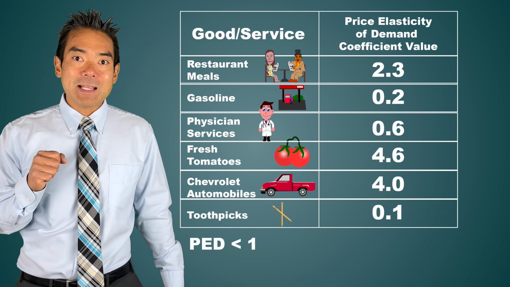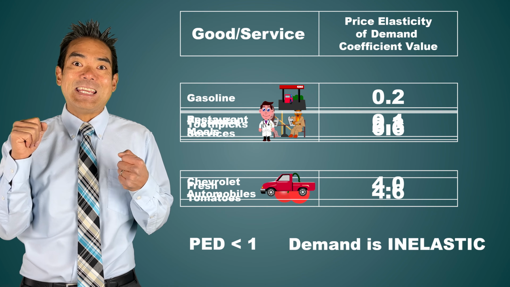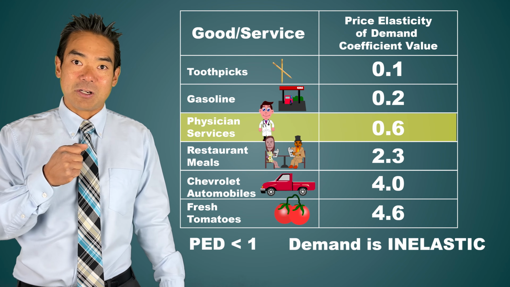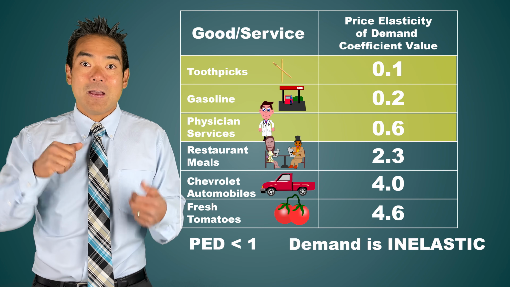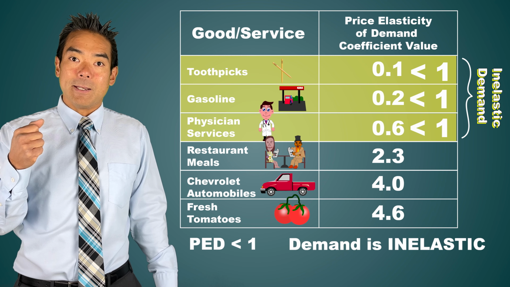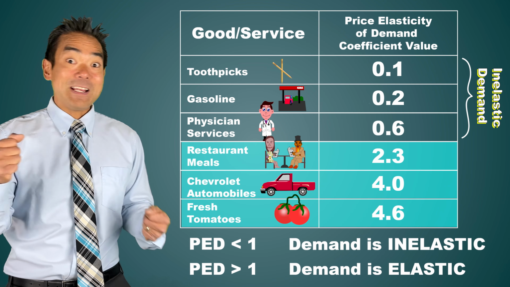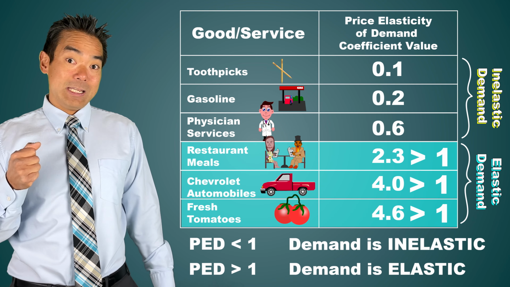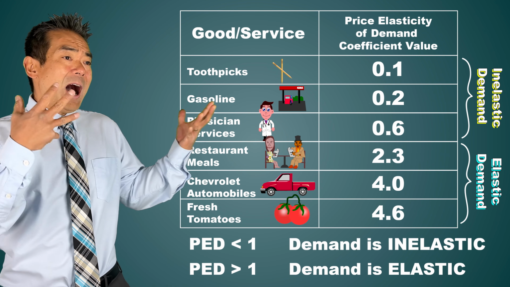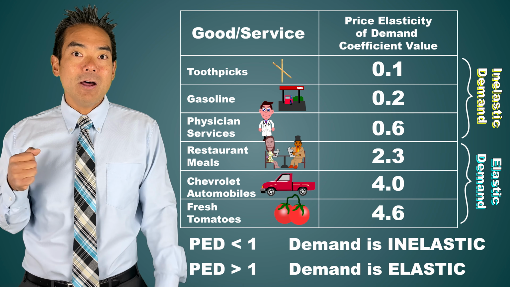Remember that when the price elasticity of demand coefficient is less than 1, then we say demand for that good is inelastic. We can see from the table that things like physician services, toothpicks, and gasoline face inelastic demand as their PED coefficients are less than 1. Restaurant meals, Chevrolet automobiles, and fresh tomatoes, on the other hand, face more elastic demand as their PED coefficients are greater than 1. So the question is, why do some of these goods face more elastic demand than others?